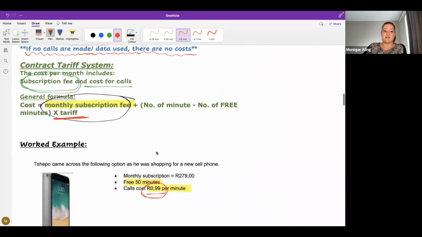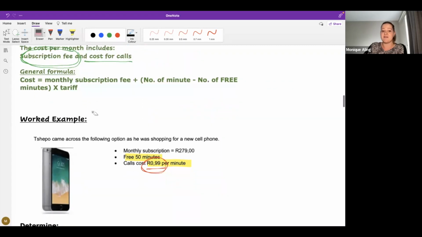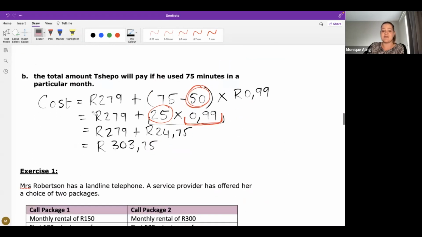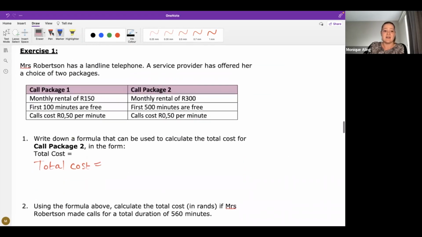let me just erase it so we can see it nicely. We've got our monthly subscription fee plus number of minutes minus the number of free minutes times our tariff. Literally just that. All we're doing is plugging in the actual values that we were given. So according to call package 2, we have a monthly rental of 300 Rand. That is the same thing as our monthly subscription fee. It's something that you're going to have to pay every month, regardless of you using the phone or not.